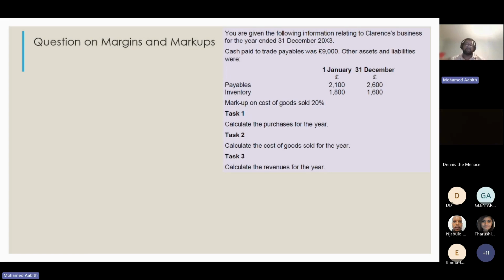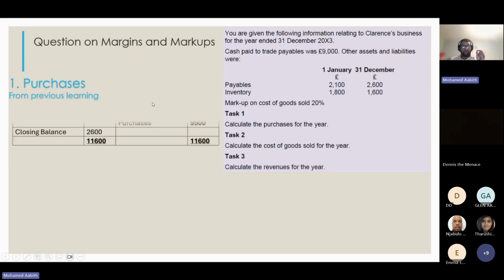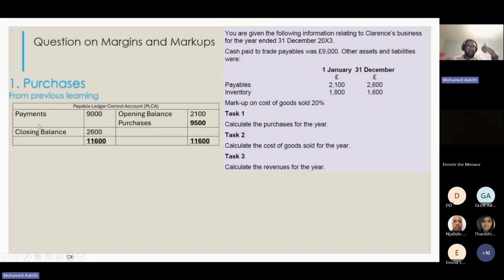We unwrap this particular question, because what information I have got so far, I have the markup on goods. So let's find out how I'm going to find the purchases. How am I going to do that? I'm going to draw the payable ledger control. From the previous learning, on the payable ledger control account, the payables have £2,100 opening balance and the closing balance was £2,600. Remember that £2,600 on the opposite side, now it will be the closing balance. And if you put the payments amount of £9,000 here, bank will be credit, PLCA will be debit.